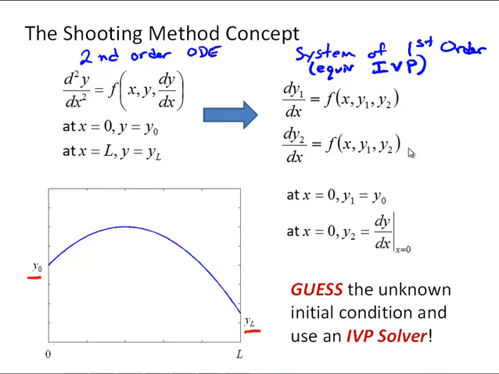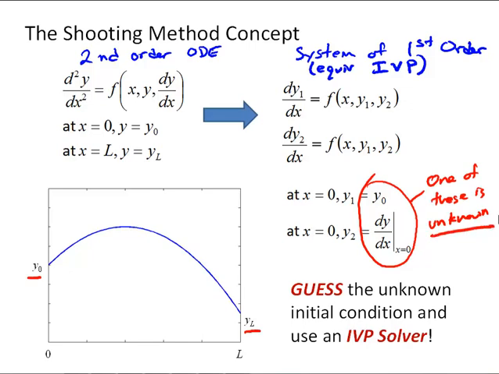Exact same technique for doing that as we've done before, but one of these is unknown. So we don't know one of the initial conditions. We only know that final condition, yL. And the approach for the shooting method is actually, we're just going to guess that. We're going to guess the unknown initial condition and use an initial value problem solver.